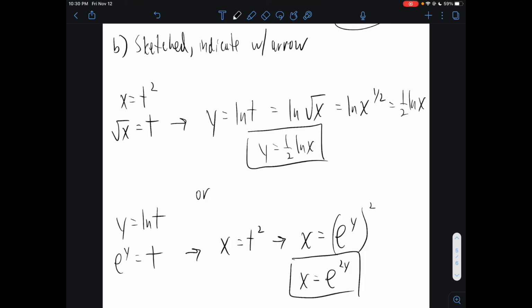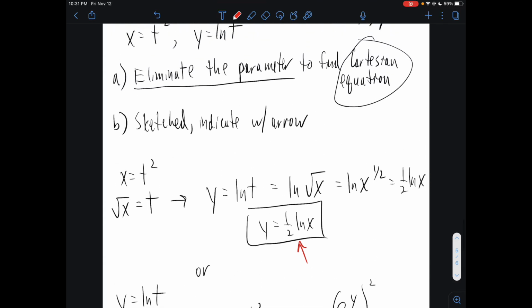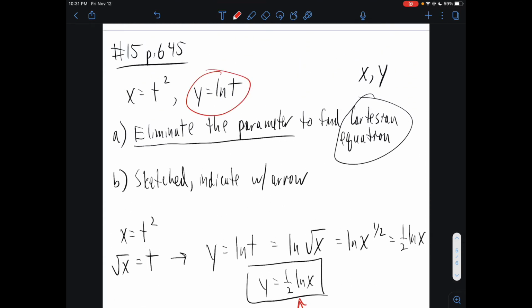Either equation works. We just might be more familiar with, say, y is equal to 1/2 natural log of x. Okay, so now let's sketch a curve with this. Notice in this problem we weren't given anything with a restriction on t, but since we're talking about the natural log of t, this implies that t has to be greater than 0, because you can't find the natural log of 0 and you can't find the natural log of negative numbers.